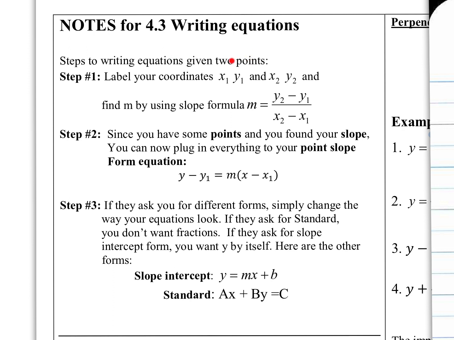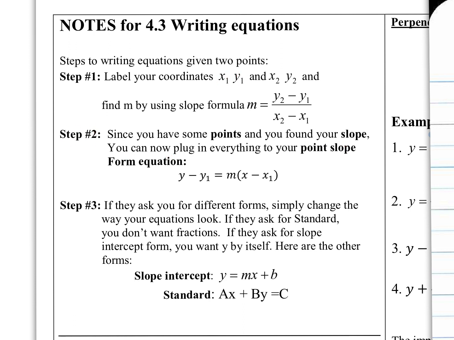So if they give you 2 points, the only thing you could do is step 1, label your coordinates, x1, y1, the first point, x2, y2, second point, and use the slope formula, and you will be able to find a slope with these 2 points, right? You're going to be able to find a slope. So once you have a slope and a point, you could go for point slope form.